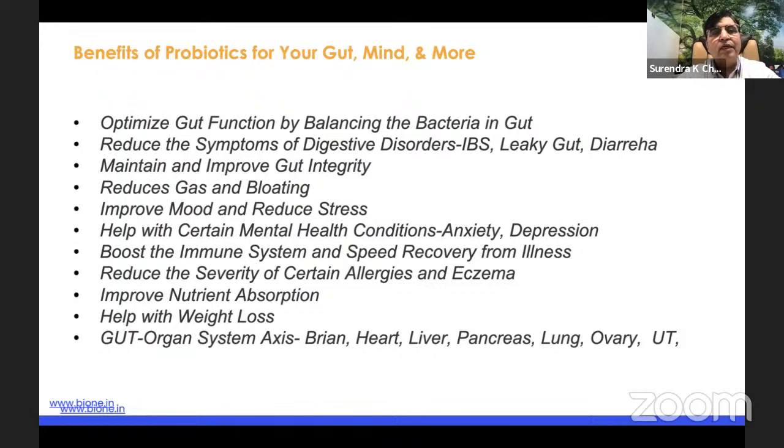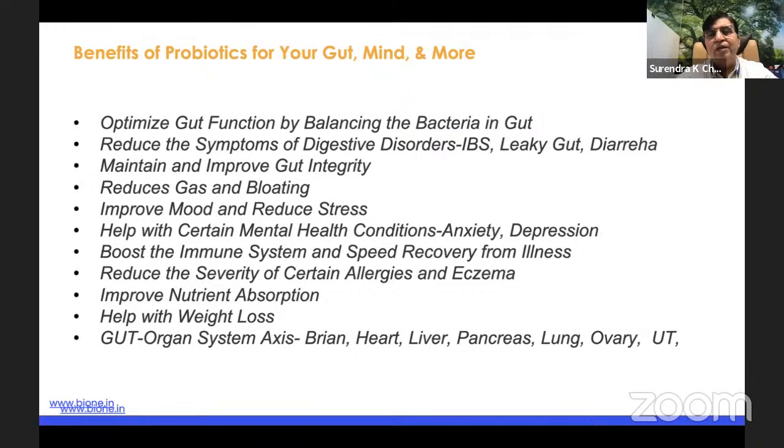And now we want to understand a few probiotics, whether manufactured as a supplement probiotic or taken from a different source, whether yogurt, kefir, kombucha, or kimchi. So what is the role of these probiotics and their benefits to the human gut system? They optimize your gut function by balancing your gut bacteria and reducing the symptoms of digestive disorders. If you have IBS, leaky gut, or diarrhea, they help relieve those symptoms.